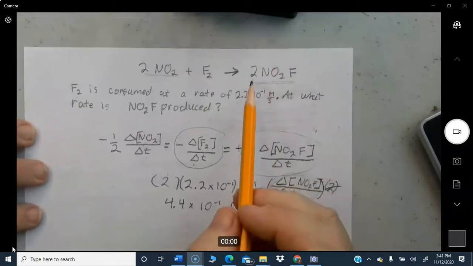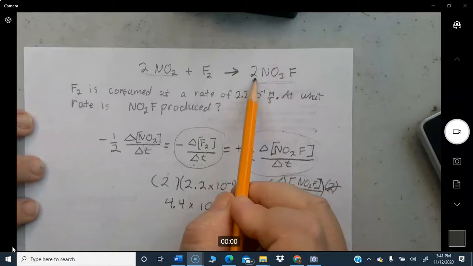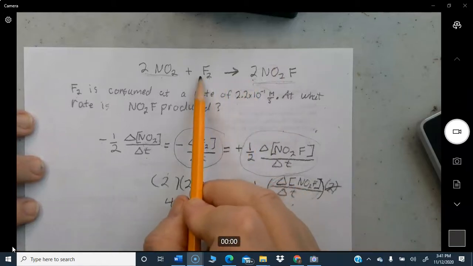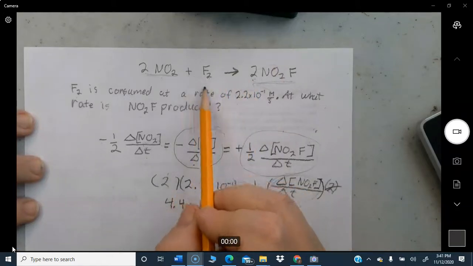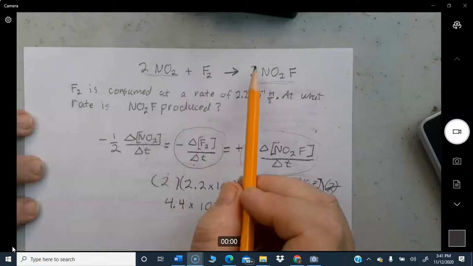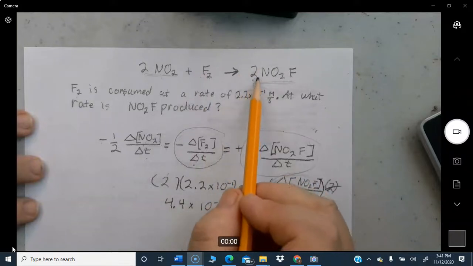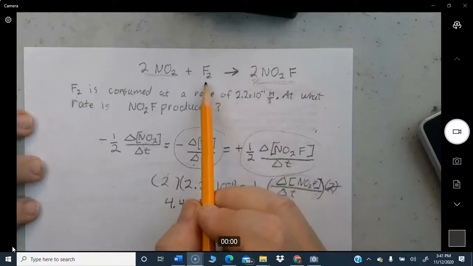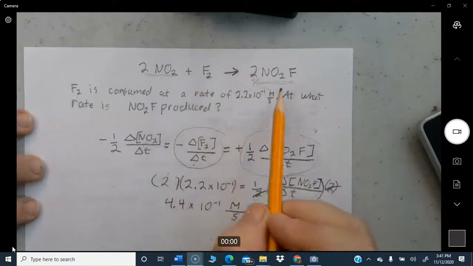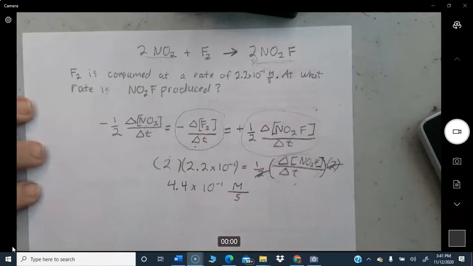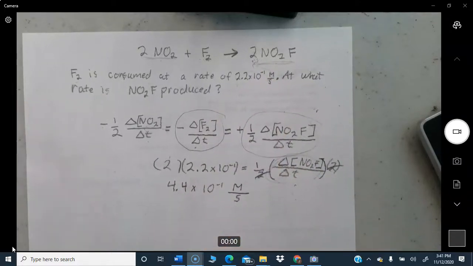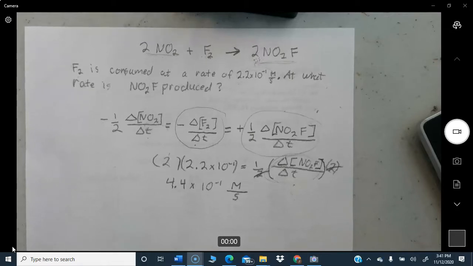If you go back to the original equation, you're getting 2 moles of this for every 1 mole of this that you use up. So for every 1 molar of this you use, you're getting 2 molar of this. So this number is going to be twice what that number is. This number was 2.2, so this number is going to be 4.4. So that one's kind of easy, almost one you could do in your head, but not all of them are. So that's the way you do a rate expression problem.